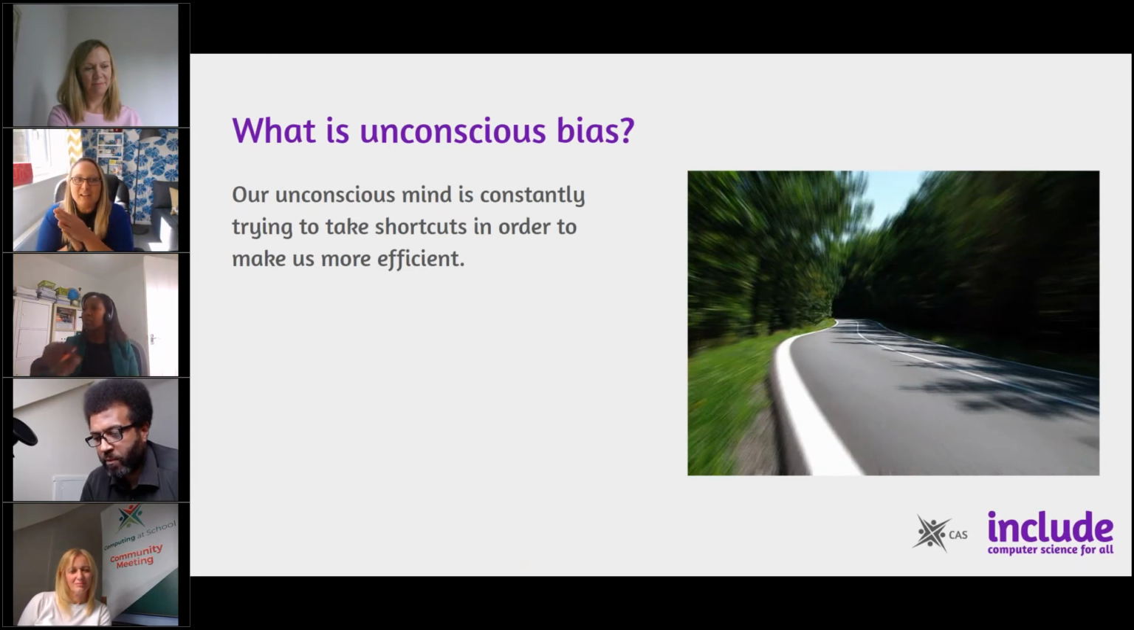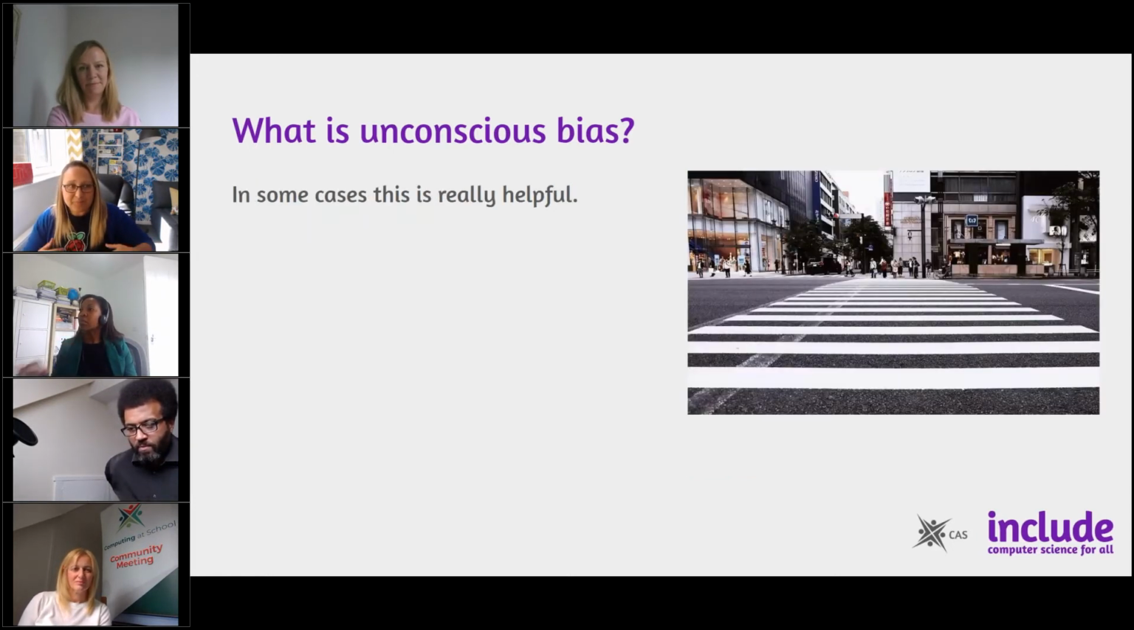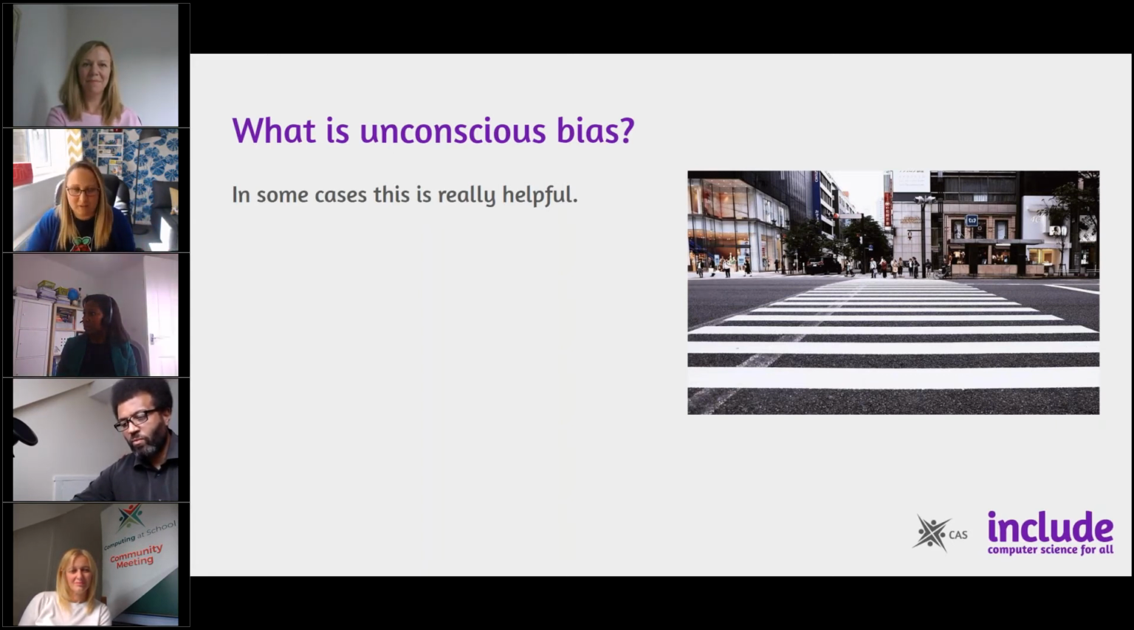And our unconscious mind can be really helpful, so it's constantly trying to make shortcuts for us in order to make us much more efficient in our day-to-day lives. And we use our prior experience to help us make those quick judgments. So in some cases, it's really, really helpful. If you're about to cross the road and a car comes, your unconscious mind will go, danger, pull you back. You won't even have to think about it. It'll pull you back and stop you from walking out into that road.